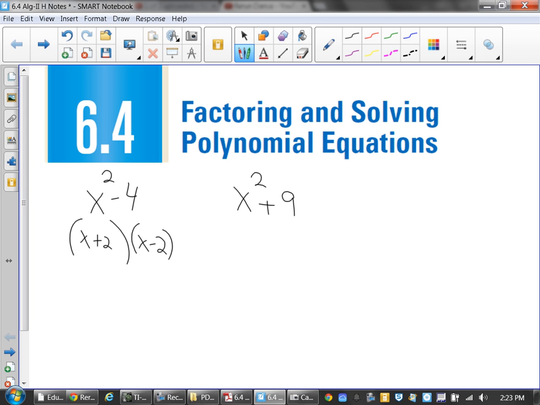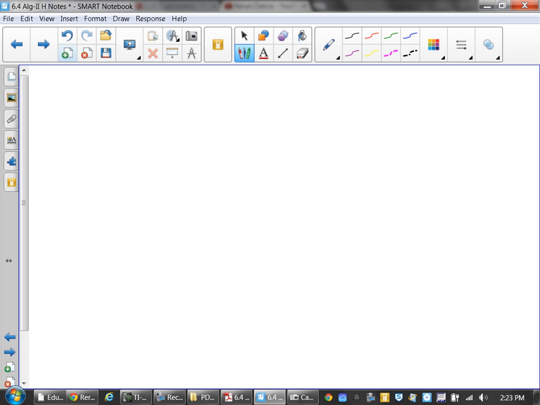So what we're going to do then is take that next step. We're going to take it a step further. Instead of talking about quadratics, we're going to talk about cubics. We're going to look at x cubed plus 8. Okay. Now I'm talking about cubes, perfect cubes.